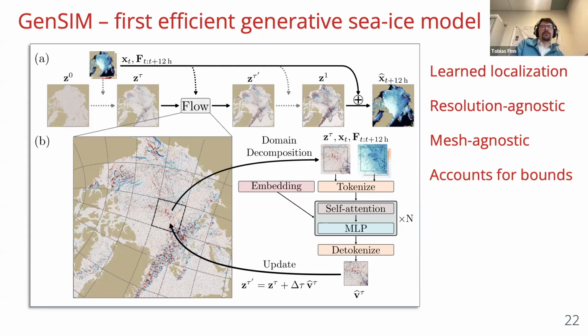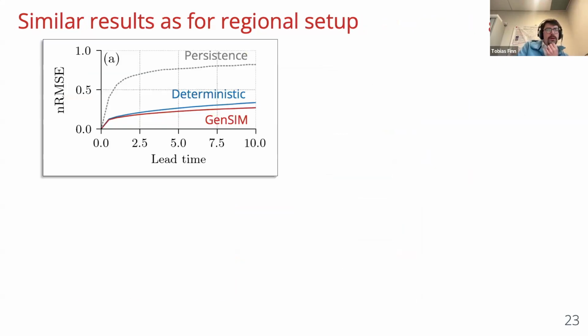So if we now look at how this model works, the first thing I show you here is once again the normalized root mean squared error. And here once again I show the persistence forecast, I show our deterministic forecast, and what the generative model says. The deterministic model is an Arctic-wide model, and we can actually see that if we compare this to the figure that we got for our regional setup, this is more or less the same figure.